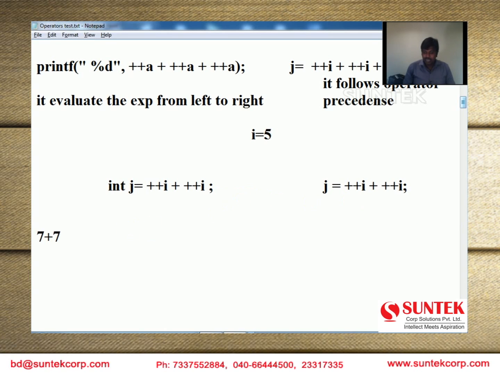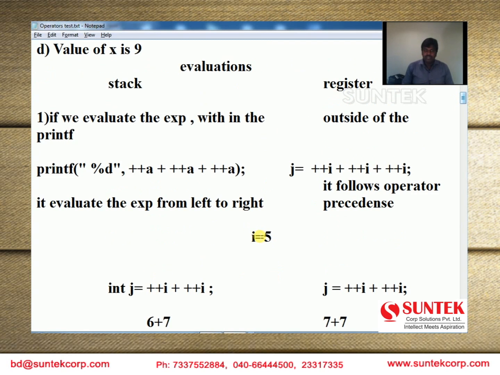But what is the output in stack evaluation? If it is stack evaluation, now it takes plus I, left to right evaluation, right? Left to right, plus I, 6 plus 7. 6 plus 7 is how much? 13. Here 14 is the answer. That is the difference between stack evaluation and register evaluation.